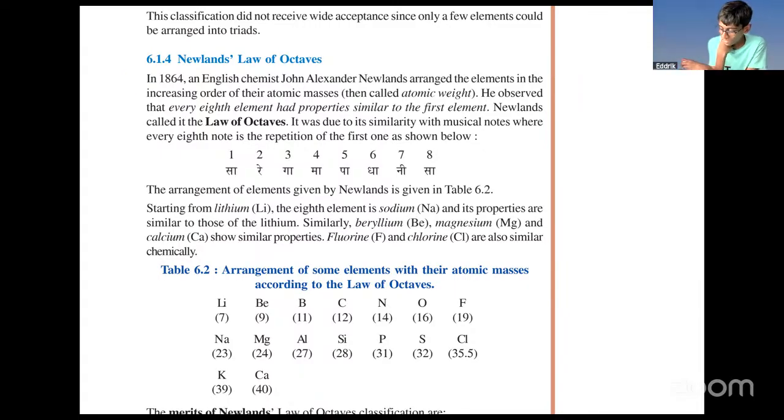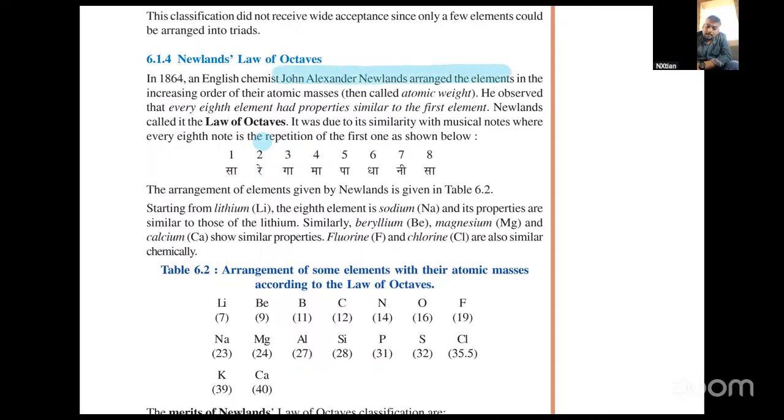6.1.4 Newland's law of octaves. In 1864, an English chemist, John Alexander Newlands, arranged the elements in the increasing order of their atomic masses, then called atomic weights. Remember this, guys. You have to write this, it is very important. John Alexander Newlands arranged elements in the increasing order of atomic masses.